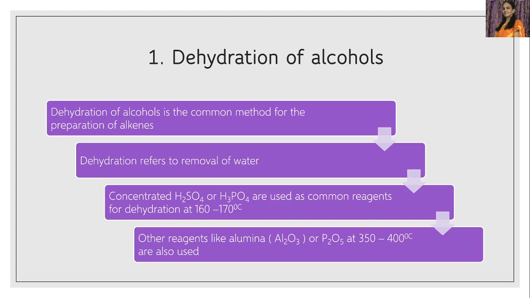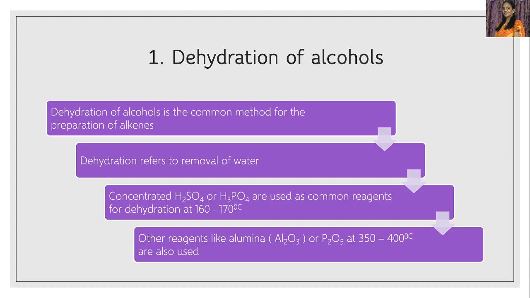In these dehydration reactions, we use concentrated sulfuric acid or concentrated phosphoric acid as reagents to remove water from alcohols. And these reactions generally take place at a temperature range of 160 to 170 degrees centigrade. Concentrated sulfuric acid or phosphoric acid are powerful dehydrating agents. They like water like anything. Because of that reason, they remove water from any compound. So during the dehydration of alcohols, we use these reagents.